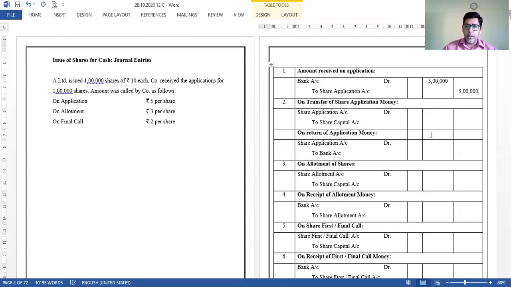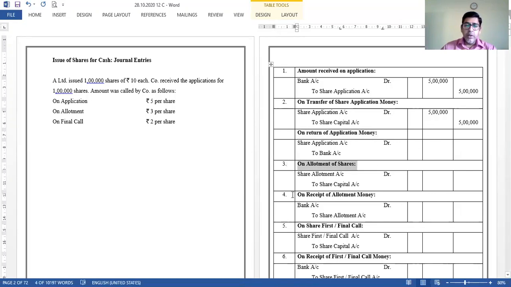Now the second is to transfer this application money to share capital. The entry is very clear: share application to share capital. Let me write over there 5 lakh rupees. No money has been refunded over here, so I'm not writing anything over here.